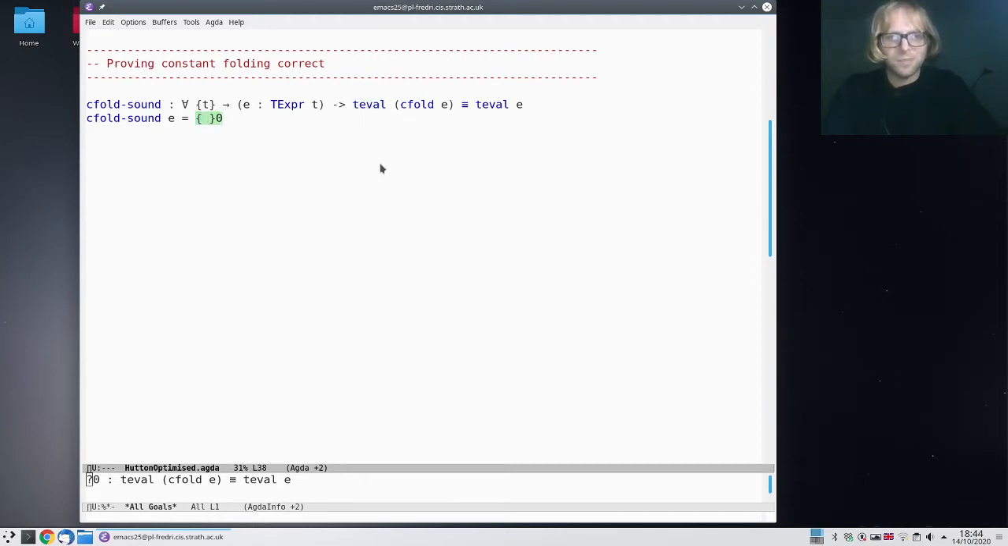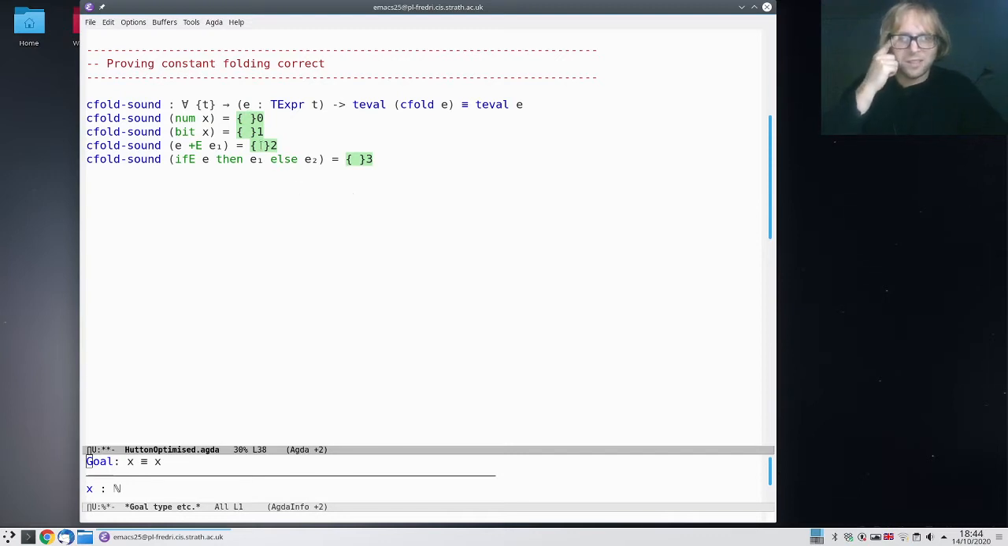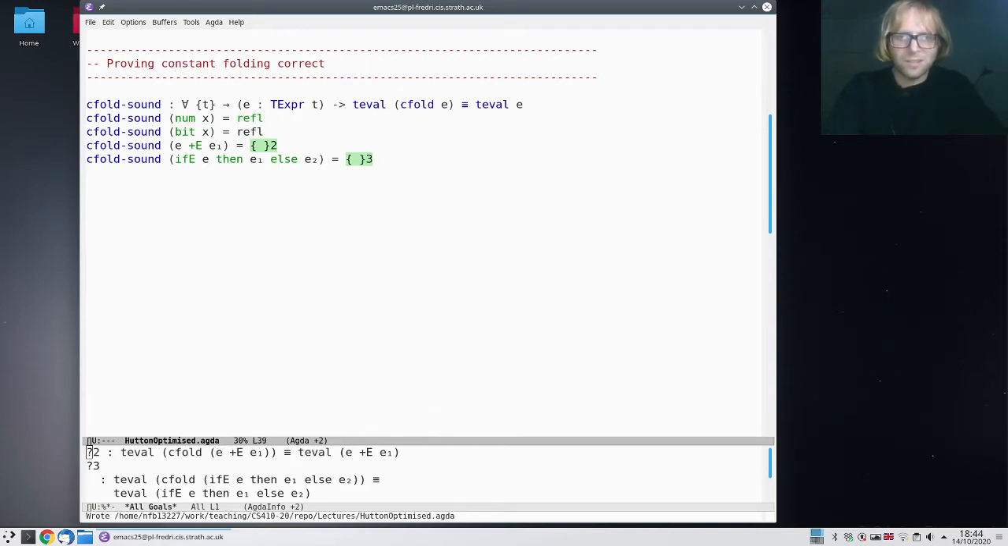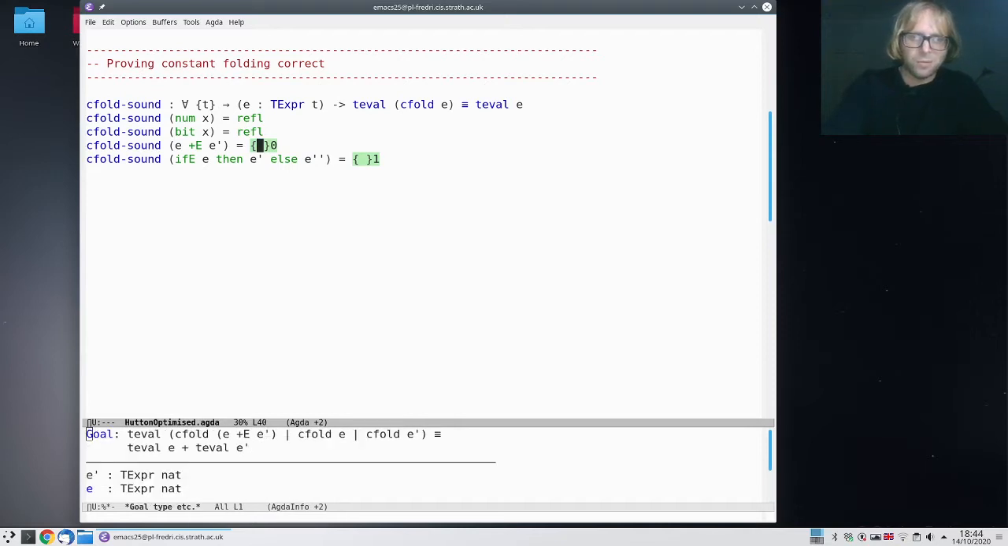So we do this again by pattern matching on e, and then just have to remember how these things were defined. We can also see that in the goal. So we see that for numbers we did nothing, so here it's really easy to show that this is the same. So just refl. Bits we also did nothing, so that's refl. And the interesting case really was this addition case where we actually did the optimization, right?